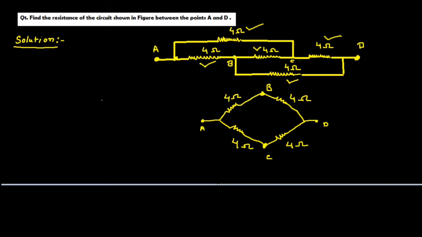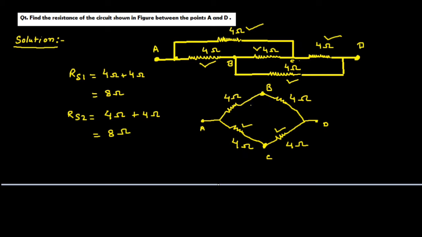Let me mark it by RS1. So this series one is 4 ohm plus 4 ohm, which becomes 8 ohm. Similarly, the resistance across AC and the resistance across CD is also 8 ohm. Let me mark this one as series RS2. This 4 ohm and this 4 ohm are in series. So RS2 is 4 ohm plus 4 ohm, equal to 8 ohm.